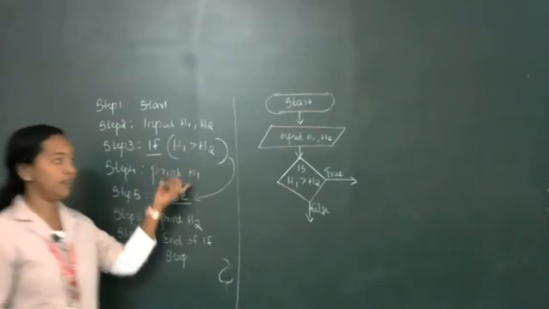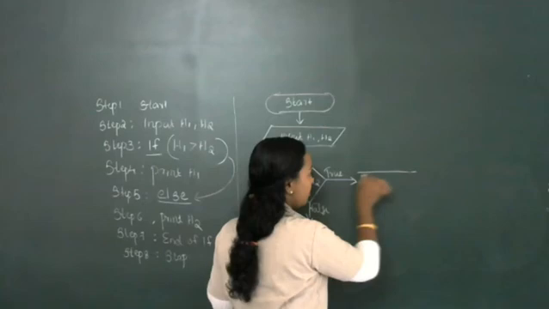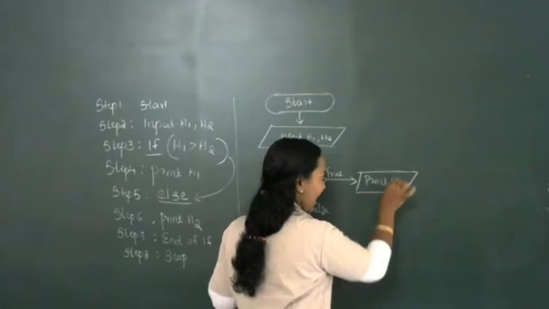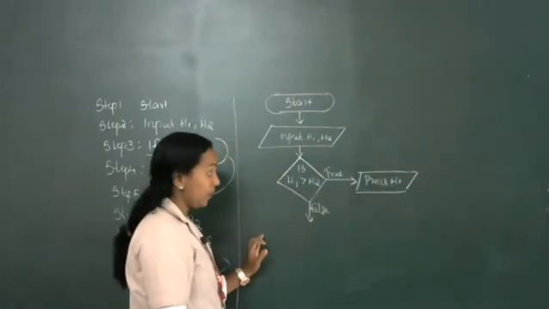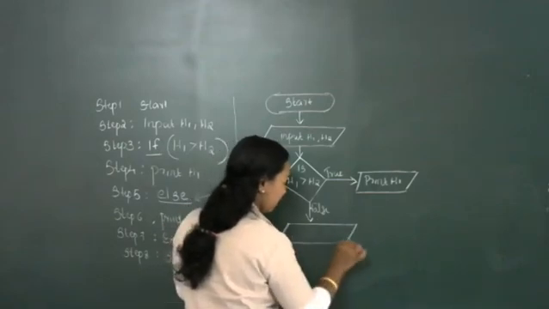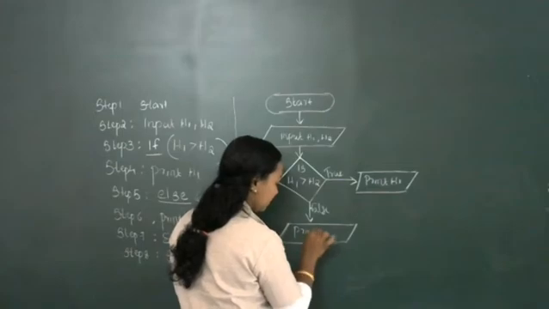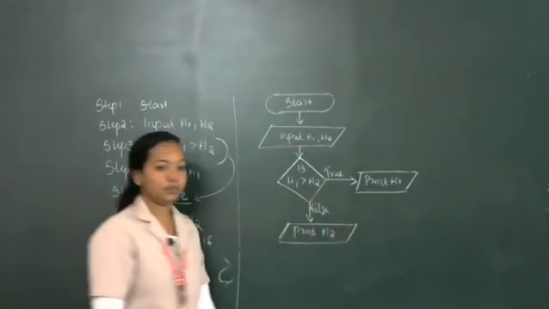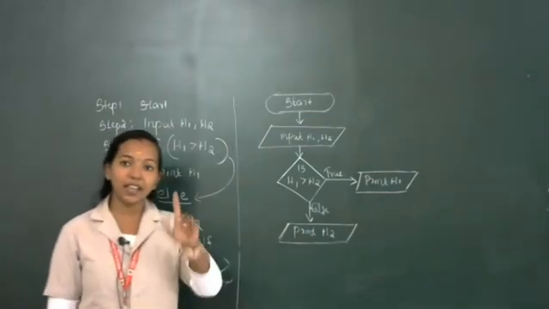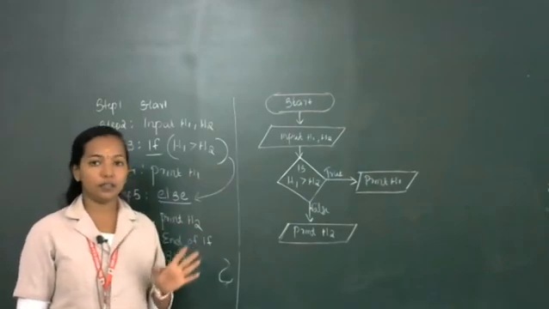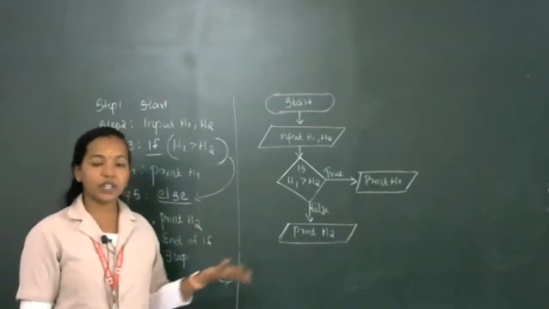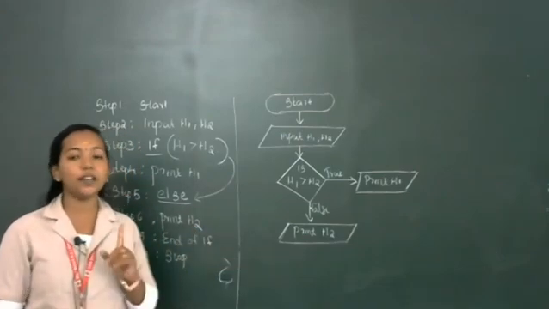Print h1. Okay, so again I am going to draw one parallelogram symbol. Print h1. Okay, if the condition is false, print h2. Okay, so 2 cases you want to represent, but in practice any one of the executions will work because there will be 2 options. First option, true. Condition may be true, otherwise false. Any one condition will execute.